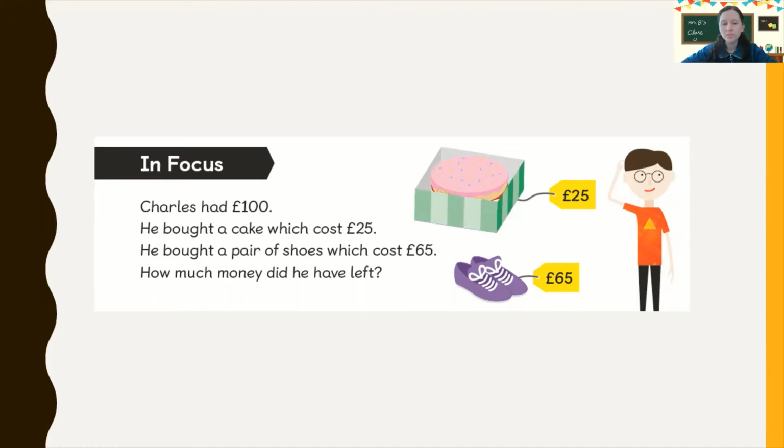I will give you a little bit of help. What you need to do first is add up everything he bought. So add up the £25 and the £65, and then you can take it away from the 100, okay? I thought I'd give you a little bit of help there because some of you might be looking at that like, what? So there's your clue. Pause the video and see what you can do with that now.